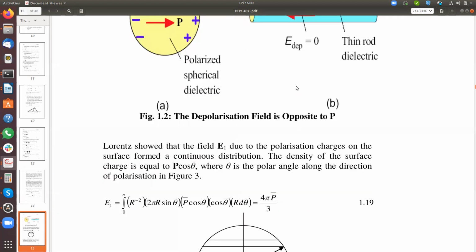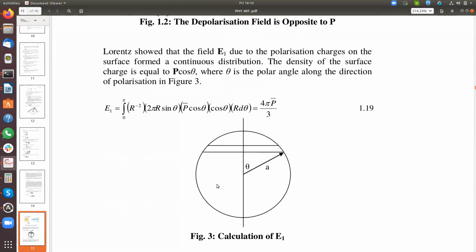Now, for these procedures, if you use the Lorentz approach, we can derive a different expression. Lorentz showed that the field E1, due to the polarization charges on the surface, formed a continuous distribution. So the density of the surface charge is equal to P cos theta. P here is the polarization, where theta is the polar angle along the direction of polarization. If you look at this now and cut this region, this angle is angle theta.